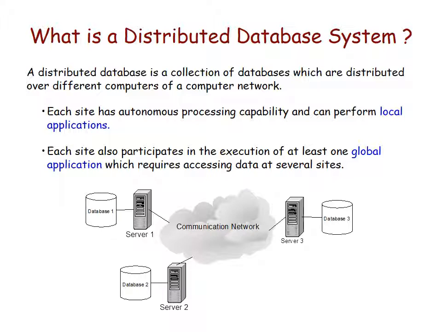A distributed database is a collection of local databases distributed over a computer network. Each of these database locations, in addition to supporting local applications, also supports global applications that need to access data at multiple locations.